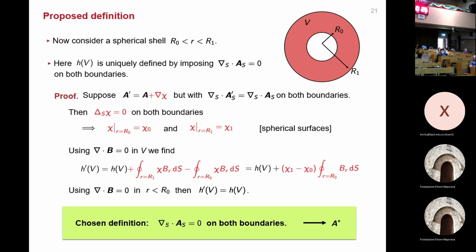The horizontal divergence of A equals 0. So my proposition, if you like, is that the best choice of gauge, or the best choice of helicity in this domain, is to impose this condition. And I'm going to call the corresponding vector potential A star, and the corresponding helicity H star, indicating that it's the best one somehow.